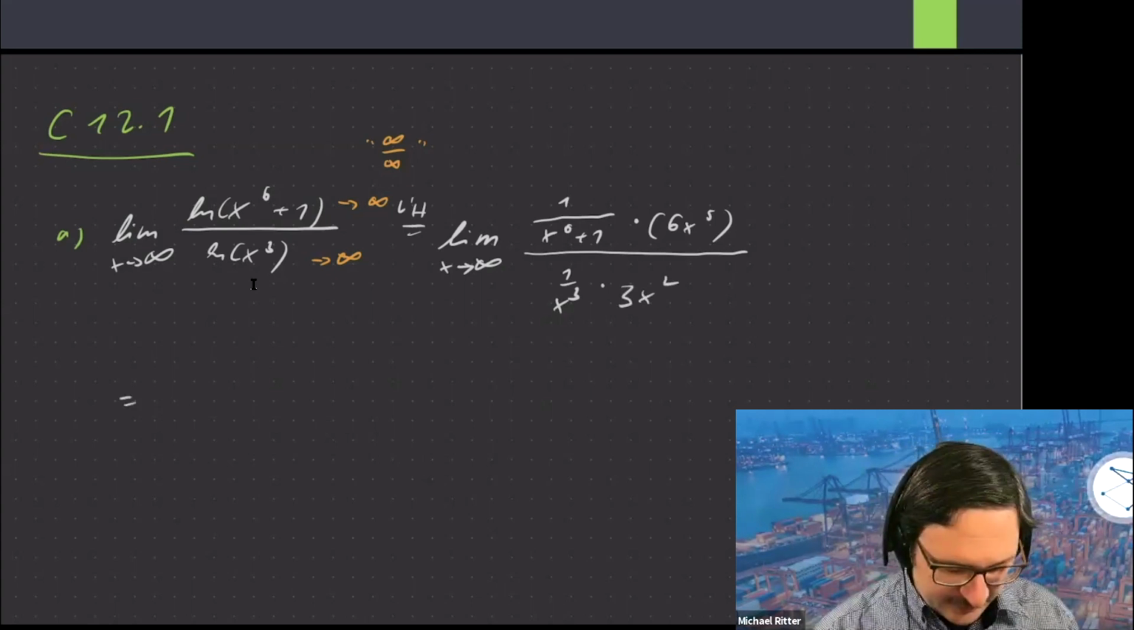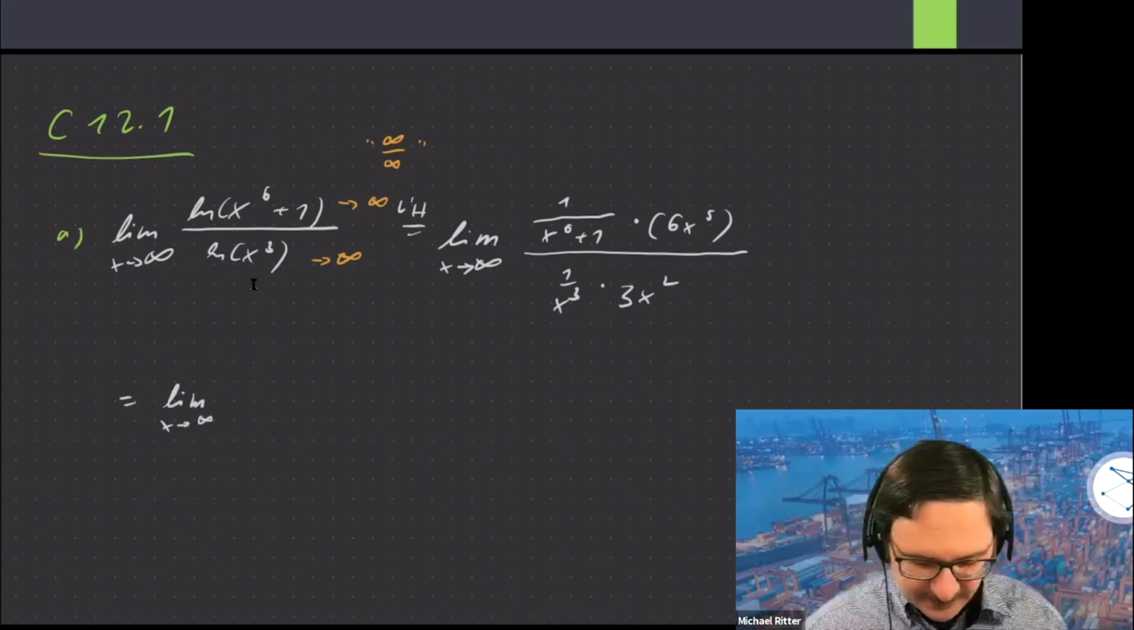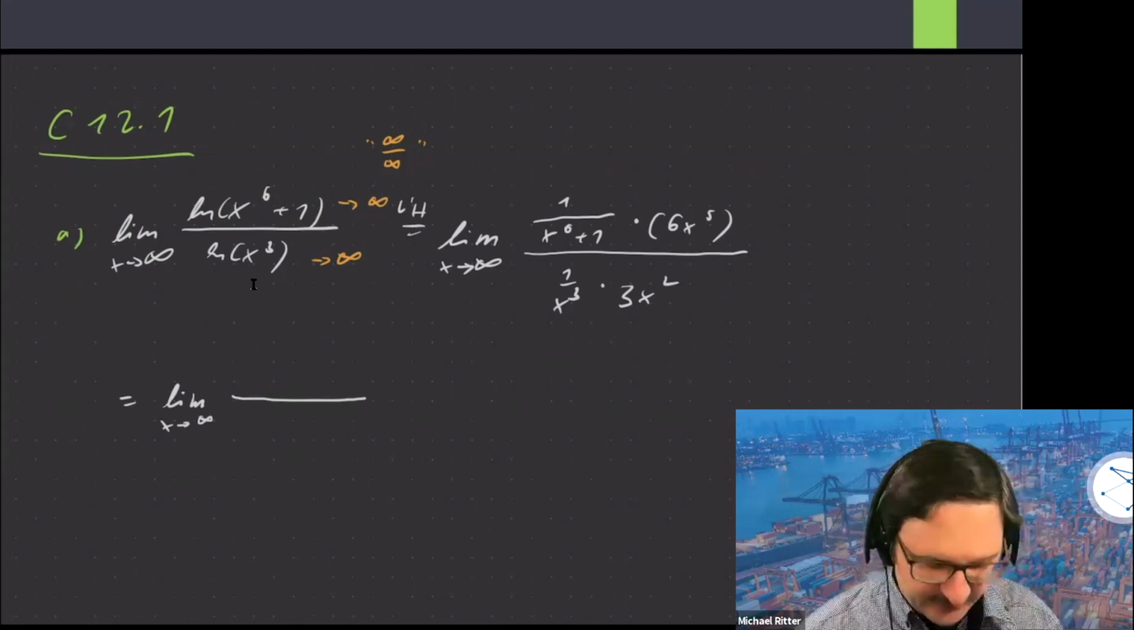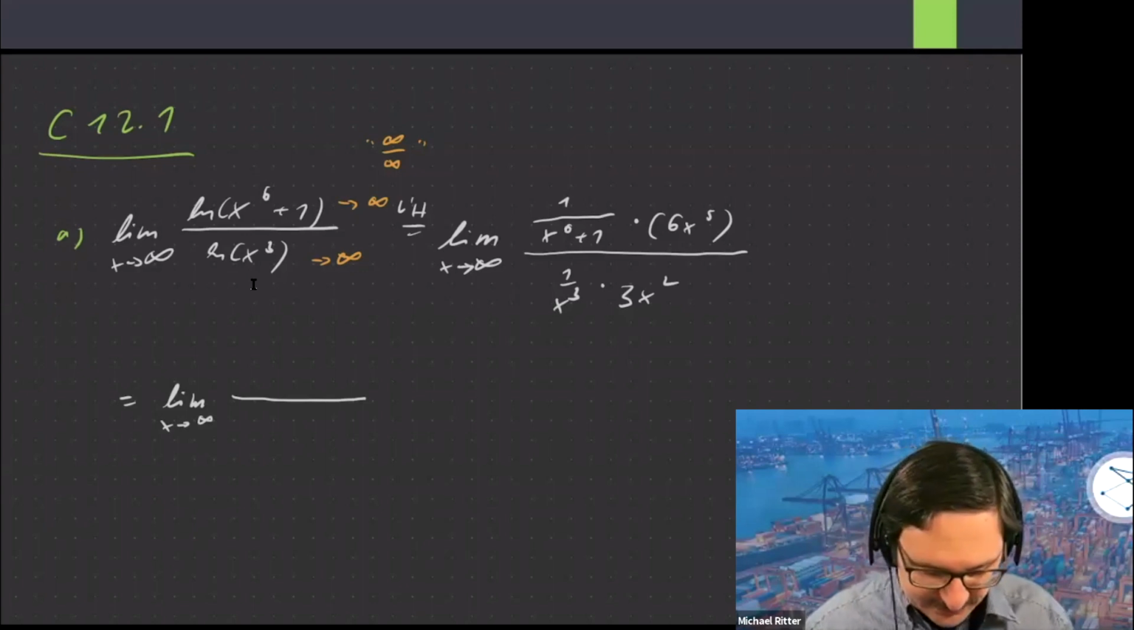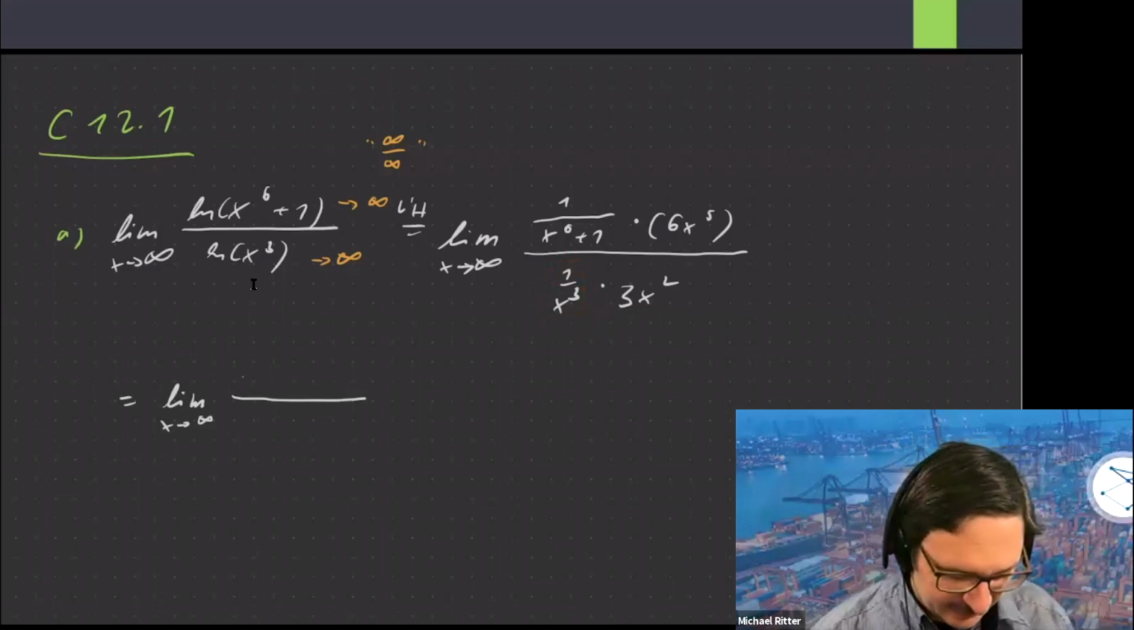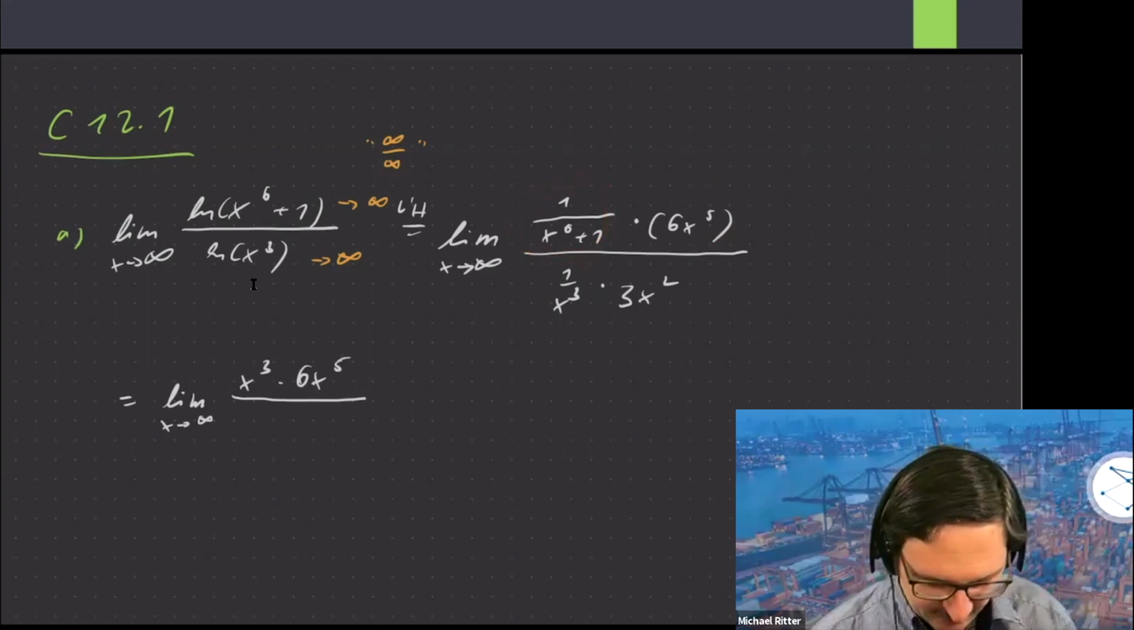Now let's try to simplify that a little. First, we write all factors in just one fraction as either numerator or denominator. Here we have this x to the power of 3. That goes into the numerator. Then we have 6x to the power of 5. This goes into the denominator, so we have x to the power of 6 plus 1 here, and we're left with this one, which is also in the denominator, 3x squared.